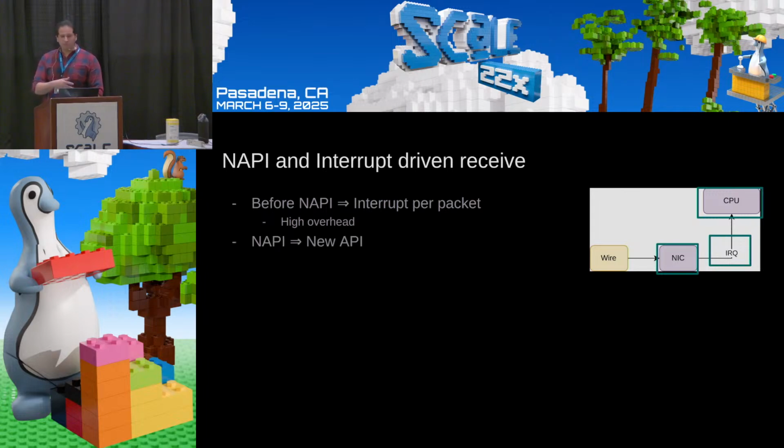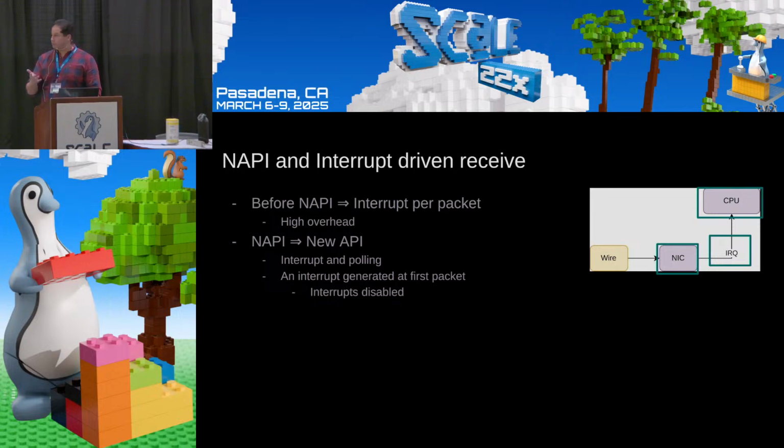And that's where NAPI comes in, which is a new API. NAPI works as a mix between interrupt-driven and polling mode. It works literally as follows. Basically, an interrupt is generated for the first packet, and interrupts are then disabled. I'll go through it again from the start.